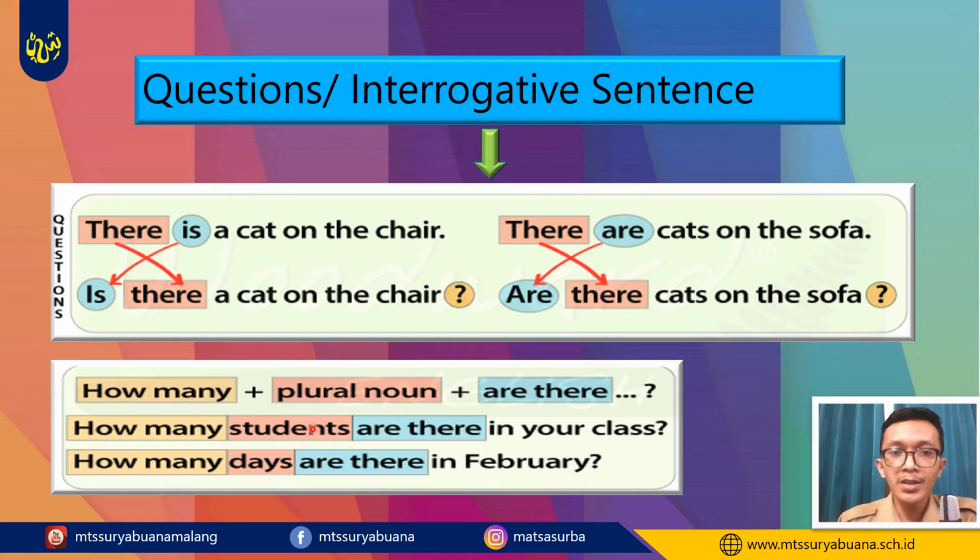Students means more than one student. And then days, of course, means more than one day. How many days are there in February?